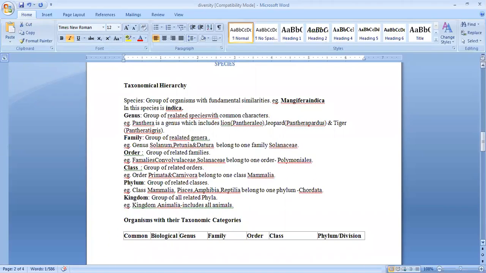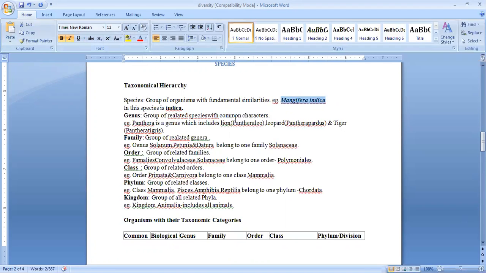Now see, an example is given here again, Mangifera indica. The group of organisms with similarities is a species, and that is indica. Now, what is genus? The group of related species with common characters.